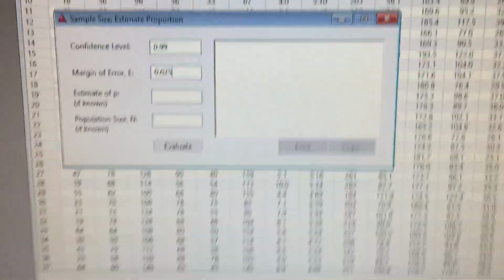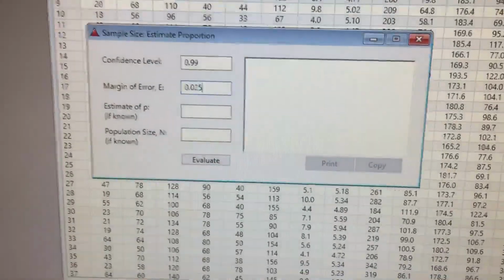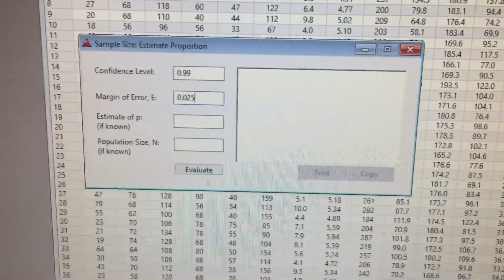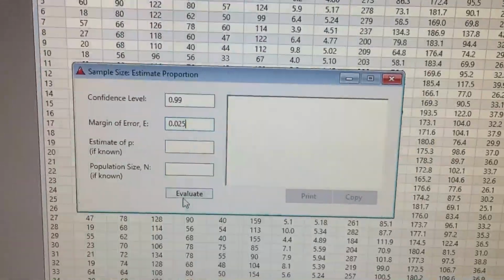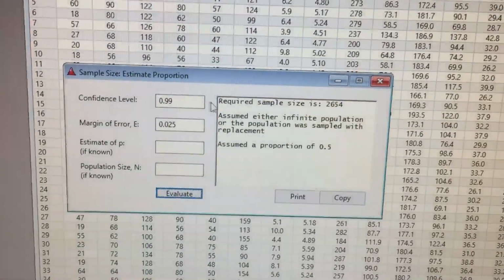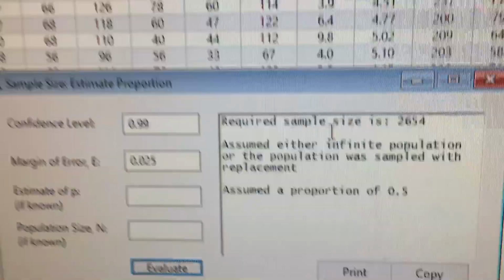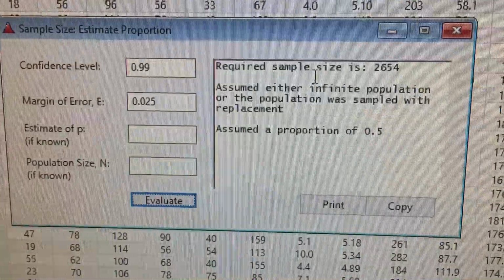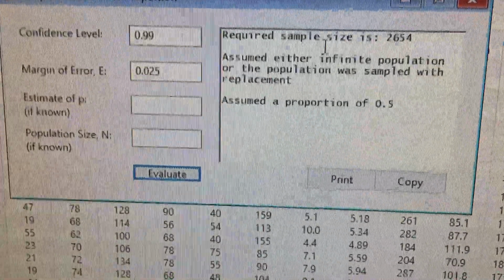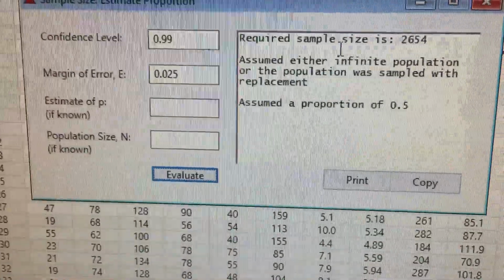Now, the estimate of P, if known, we leave that blank because we don't know what that is. Population size N, we don't know that as well, so that is left blank. Now we're going to click Evaluate. And at the very top is the required sample size. And that's 2654. Okay? So to answer that question in sample problem number 4, 2,654 golfers must be surveyed in order to be 99% confident and have a margin of error of 0.025.